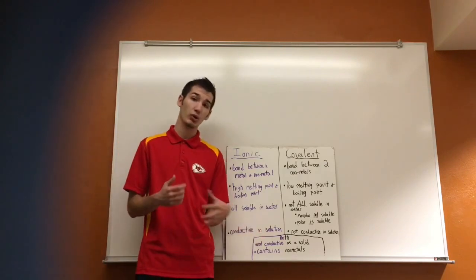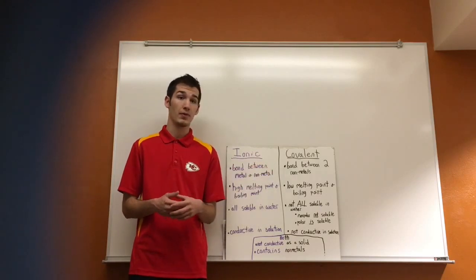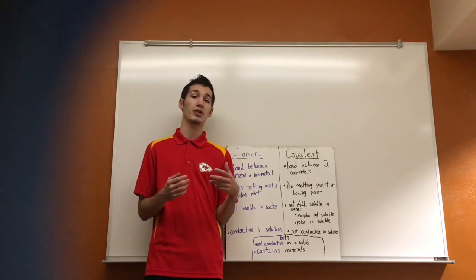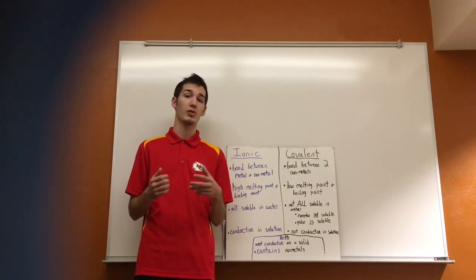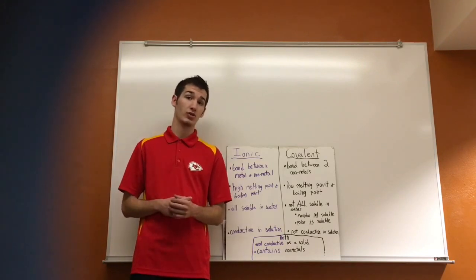We're going to take a deeper look into what makes an ionic and covalent compound themselves. But for now, we just want to be able to distinguish between these two compounds by looking at their physical properties. So that's the way the cookie crumbles.